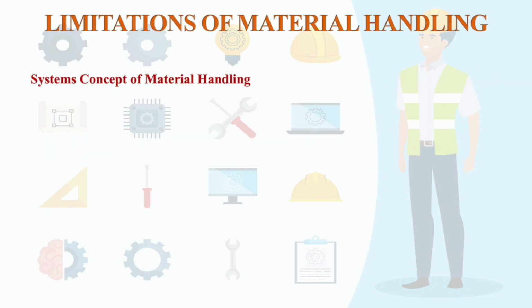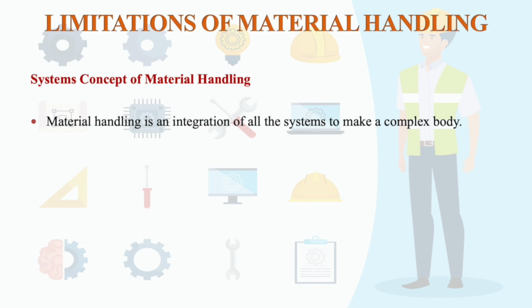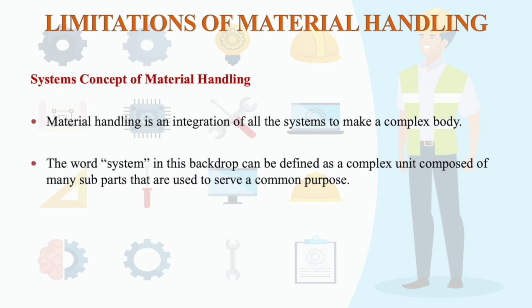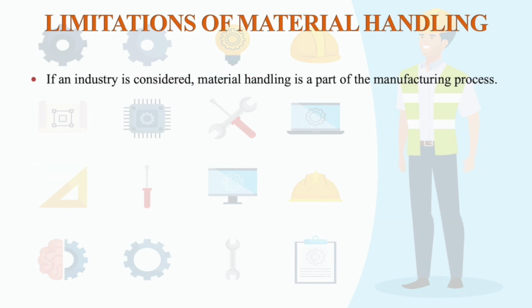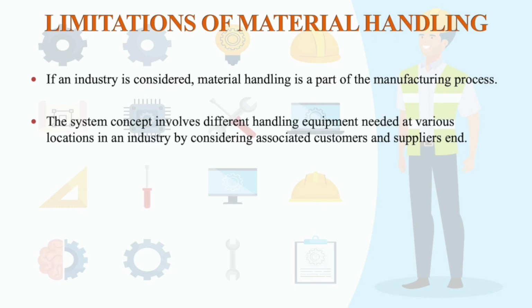System concept of material handling. Material handling is an integration of all the systems to make a complex body. The word system in this backdrop can be defined as a complex unit composed of many parts that are used to serve a common purpose. The subsystems, which are called parts, should function properly for the efficient usage of the system, which indirectly enhances the handling efficiency.